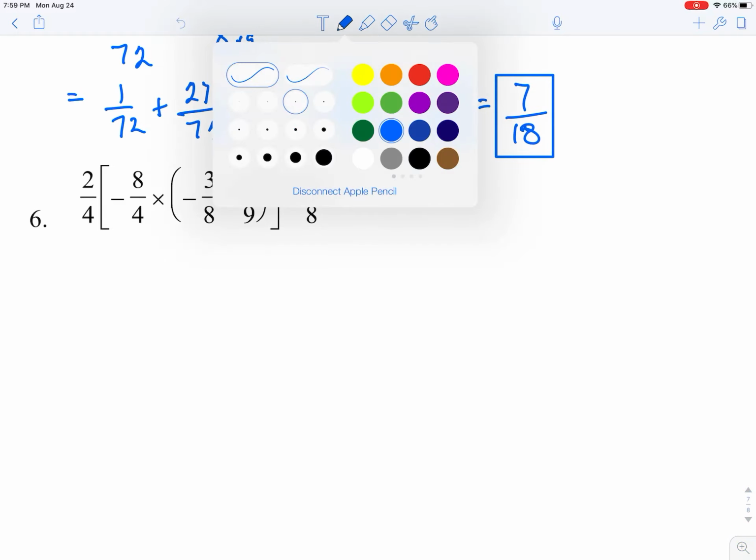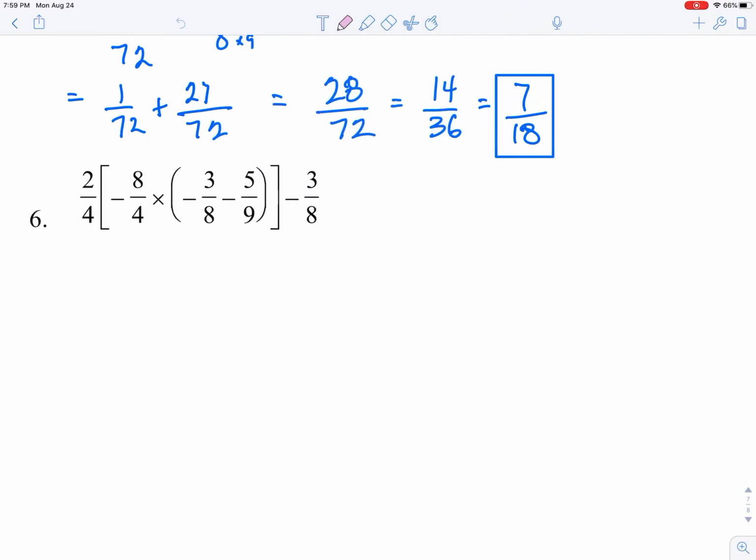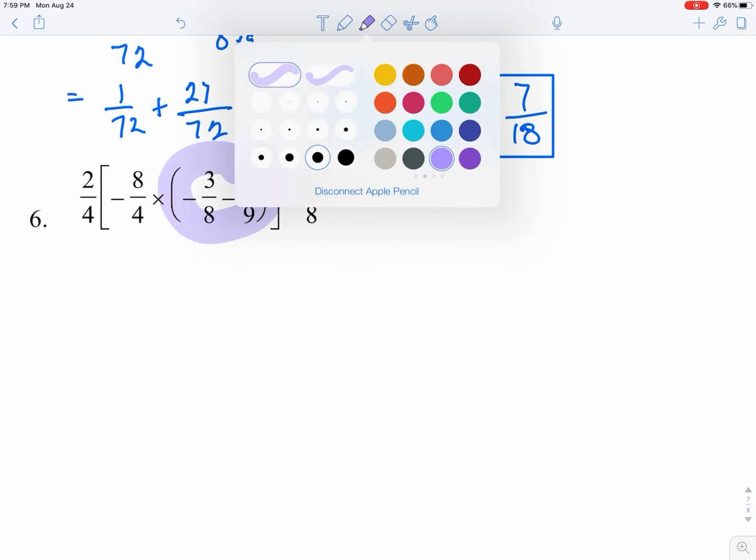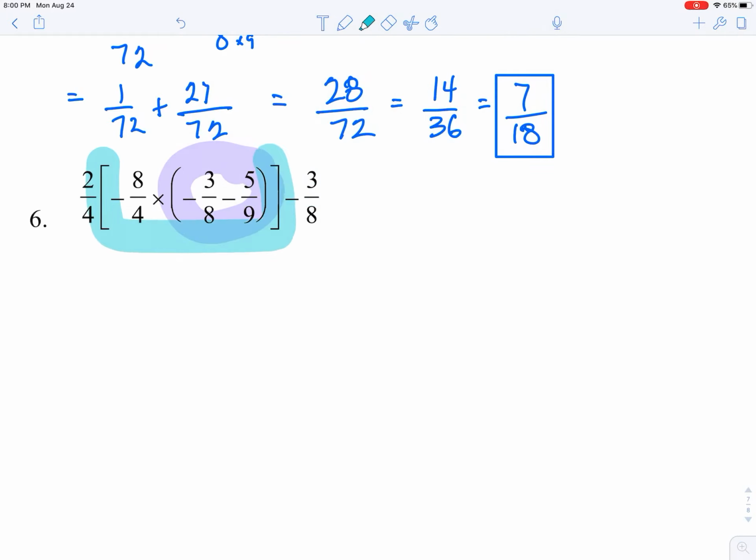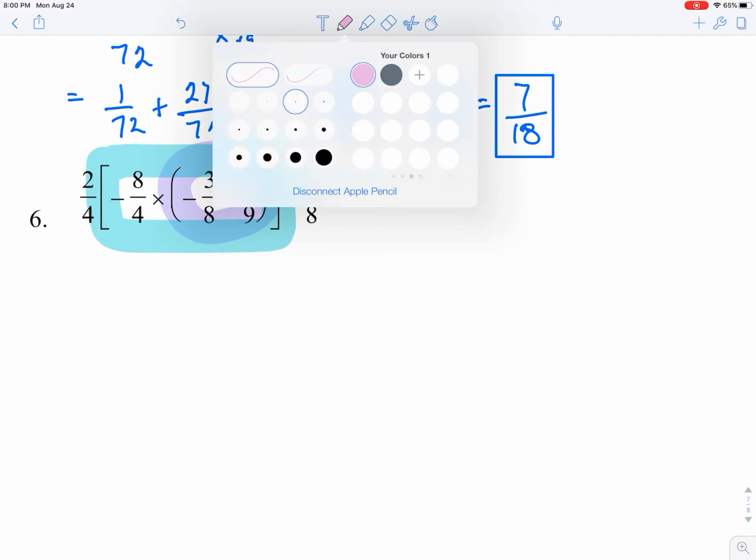Question 6. We got brackets inside brackets inside brackets. The first thing I'm going to figure out is this bracket. I meant to use a highlighter. This bracket. Once I have that, then I will do the blue bracket, and then I will times it by the 2 and subtract the minus 3/8.